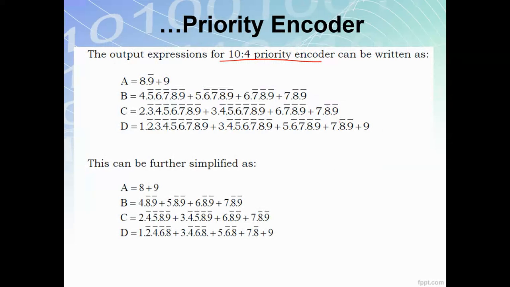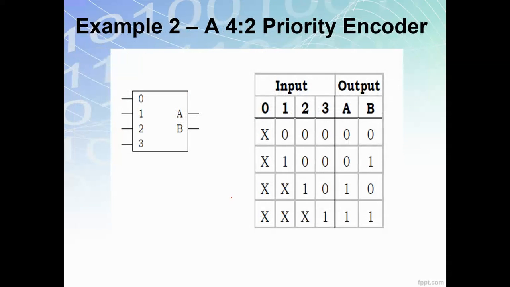This is like what is written here: 6, 7 bar, 8 bar, 9 bar and 7, 8 bar, 9 bar. And then C and D go the same way. When we simplify them, this is the result for the expressions of A, B, C and D. And we will draw the circuit diagram for the priority encoder. The priority encoder will consider all these things.